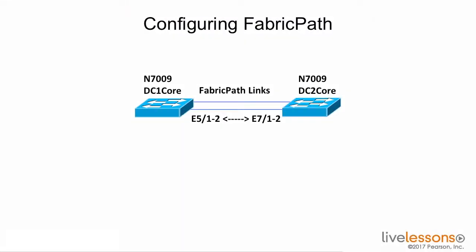In this lesson, we're going to learn how to configure FabricPath between two Nexus 7000 series switches. In this case, it's actually the same switch. I'm just using two VDCs, one VDC named DC1 core, and the other VDC named DC2 core.